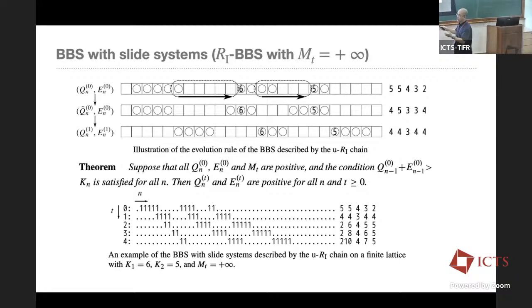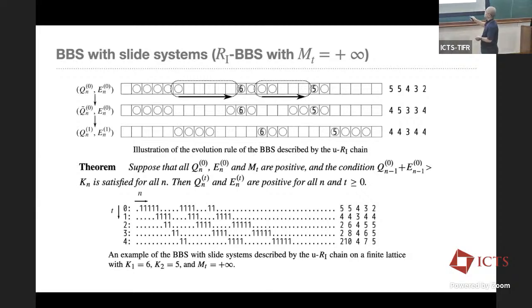There are some consecutive blocks of ones. Each block, but the first block doesn't contain some integer value. But here, the second block and third block have a non-integer value, 6 and 5. And 6 and 5 mean how many boxes the slide system can be applied to.